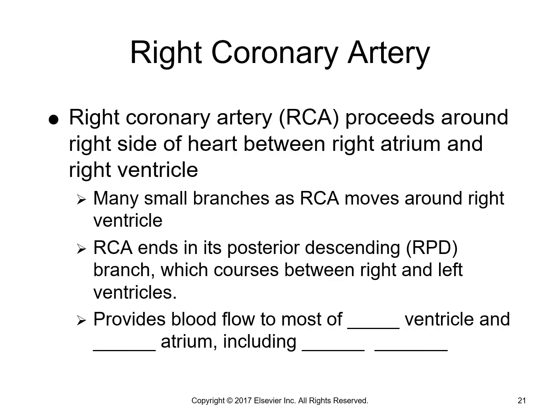All right. So the right coronary artery goes around on the right side of the heart between the right atrium and the right ventricle. There are many small branches as the right coronary artery moves around the right ventricle. The right coronary artery then ends in the posterior descending branch, which travels between the right and left ventricle.